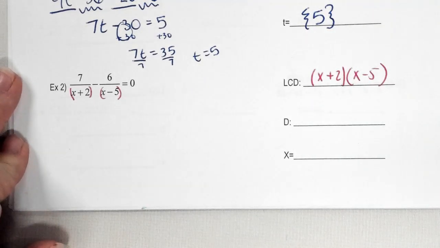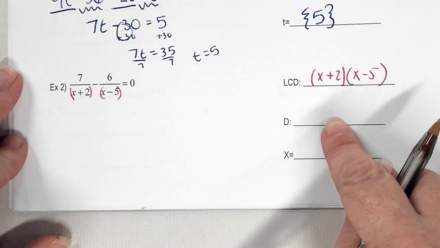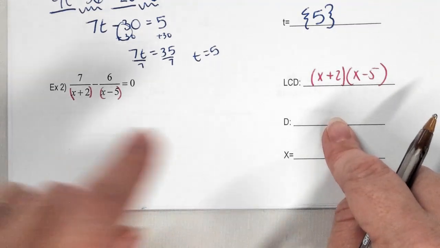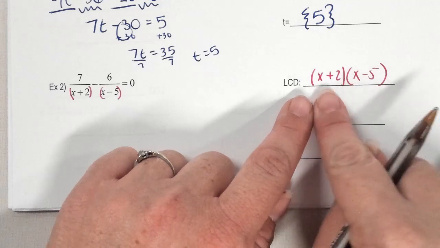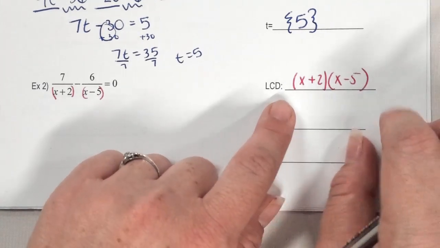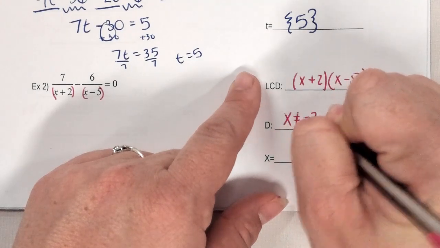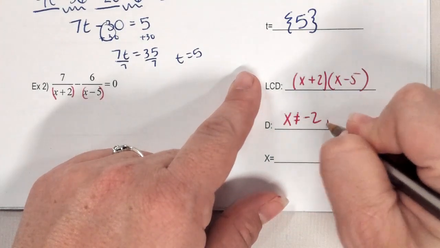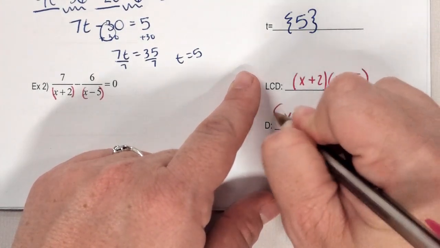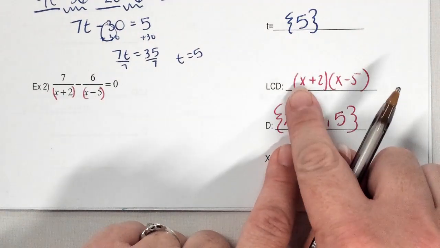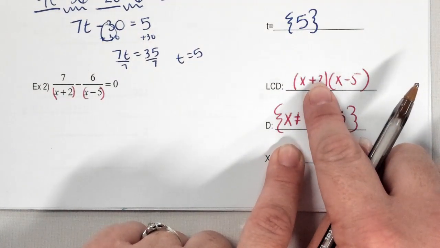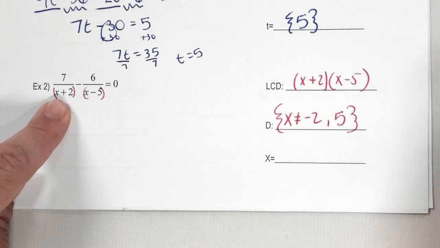Well, knowing that, your domain, because remember we're not allowed to have 0 in the bottom, is what would make either of those factors equal 0. A lot of times you can just look at it. What cancels a positive 2? What cancels a negative 5? So those are your two numbers that x cannot be, because if I plug in negative 2, doesn't this factor equal 0? Yeah. So this would be 0 here, and is that allowed?